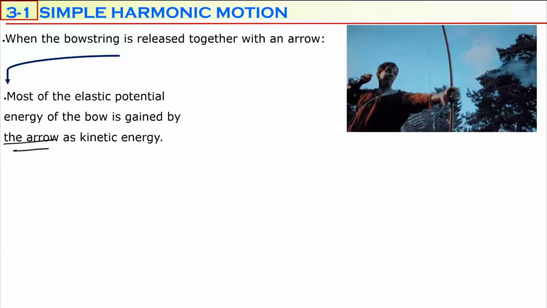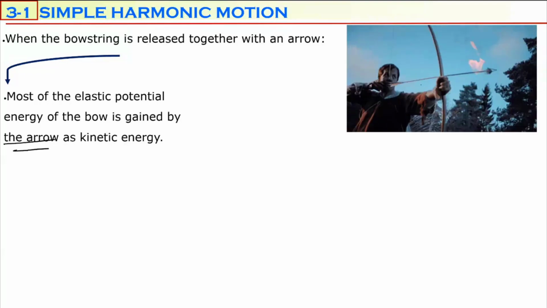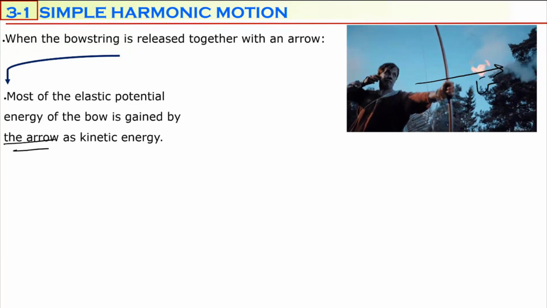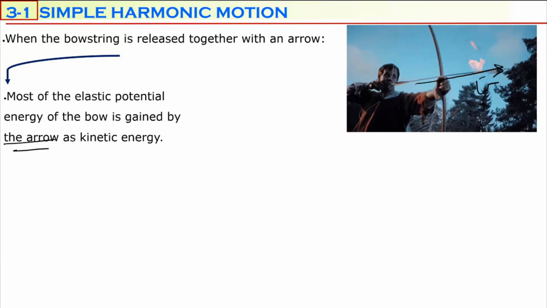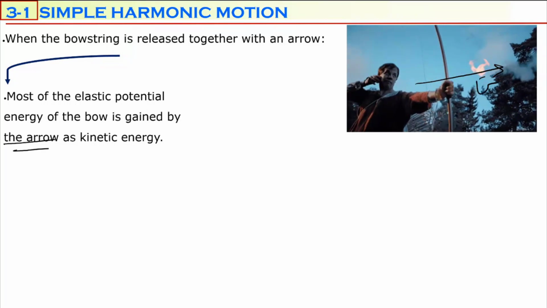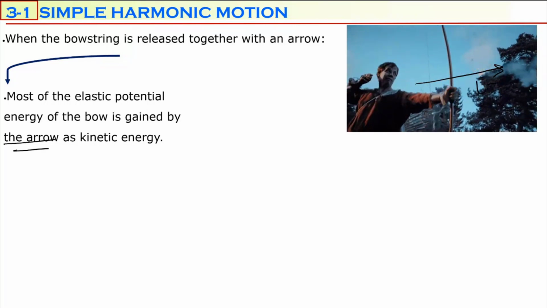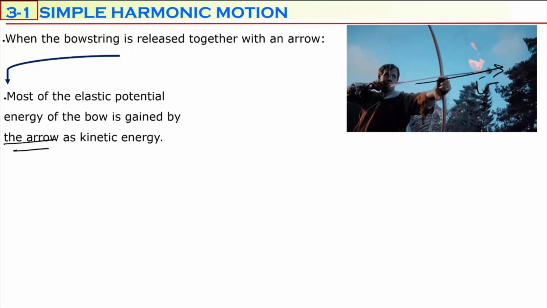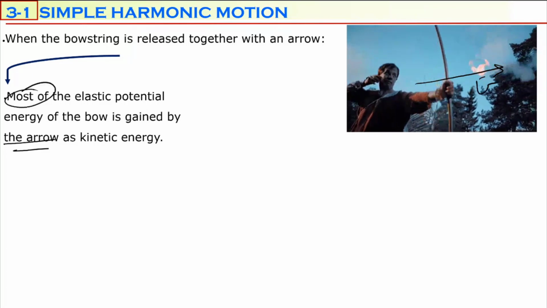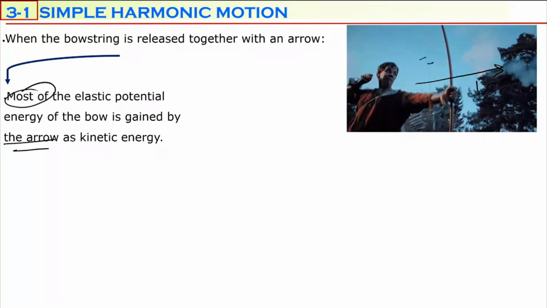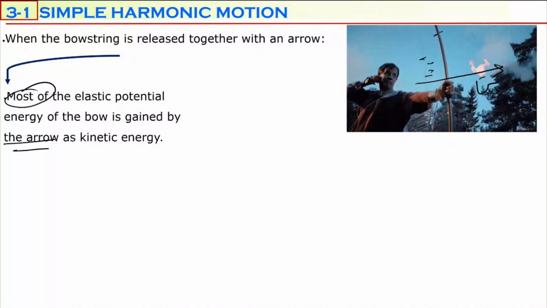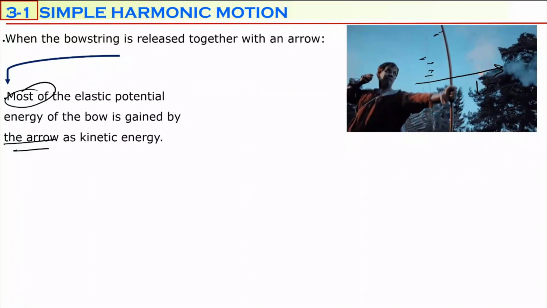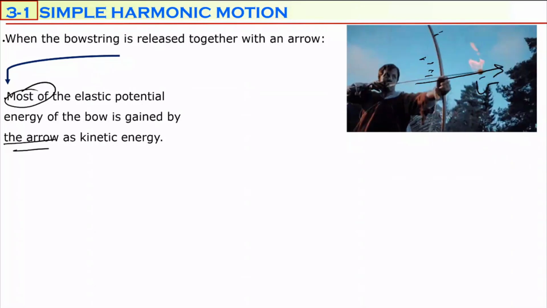Look at the picture, the animation. You will see that arrow moves the fastest compared to the others. So that's why arrow gains most of the elastic potential energy originally stored in the bow. Why most of? Because if you look carefully at this animation, you are going to see that bowstring is vibrating. Even arrow is vibrating a little.